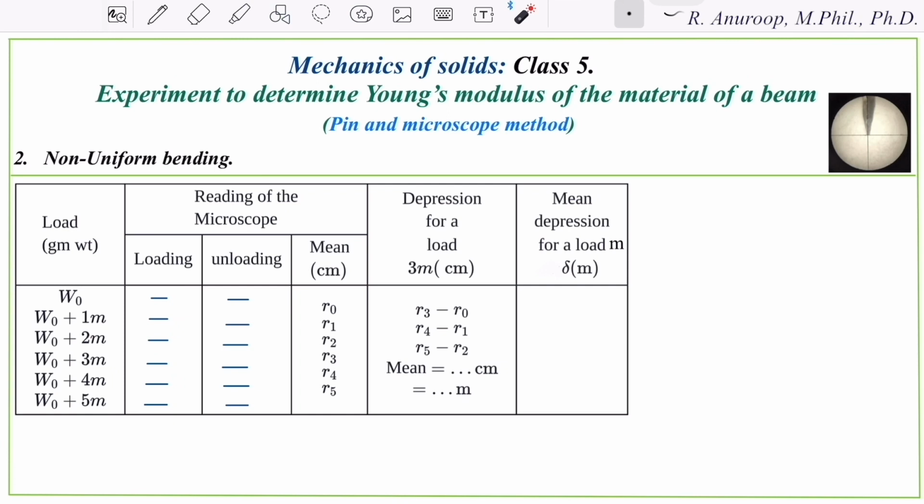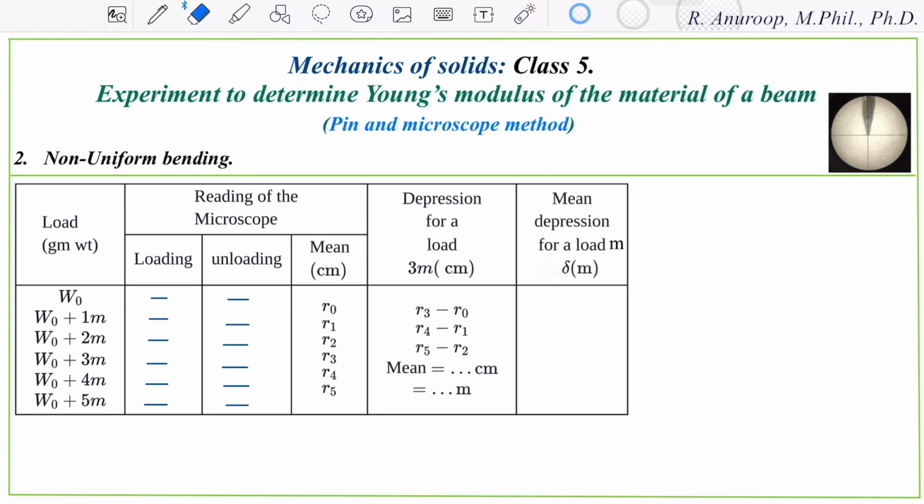The readings are tabulated as in the previous experiment. Now we have loading and unloading. Let us take the mean value of loading and unloading. For W0, the mean value is R0. For W0 plus 1M, the mean value is R1. For W0 plus 2M, the mean value is R2. For W0 plus 3M, it is R3. For W0 plus 4M, it is R4. And for W0 plus 5M, it is R5.